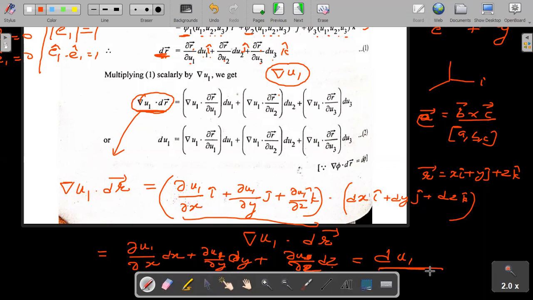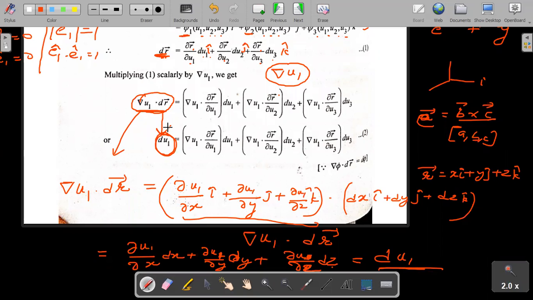If u1 was a function of x, y, z, then if I took the derivative of u1, what would come? Del u1 by del x into dx plus del u1 over del y into dy plus del u1 over del z into dz. Is it fine? Right, so you see this is nothing but du1. So is the left hand side clear to everyone?